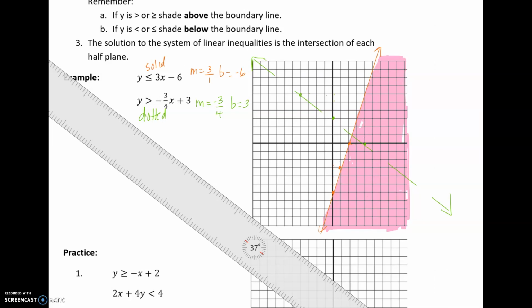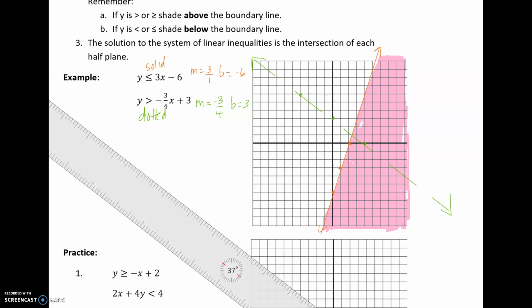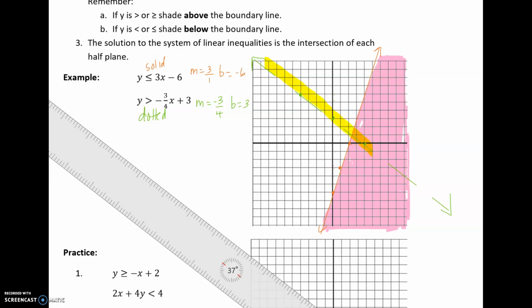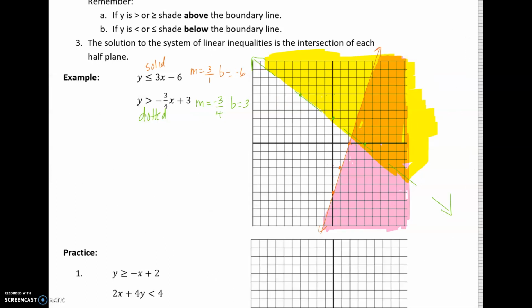And when I do, I now look and I think, where are they greater? Well, if I touch this point right here on the y-axis, I know they're getting greater as they go up. So I'm going to be shading, I guess you could say, above this line. And remember that the points on the line are not included as solutions because it's a dotted line. Where you see that orange is those are solutions.